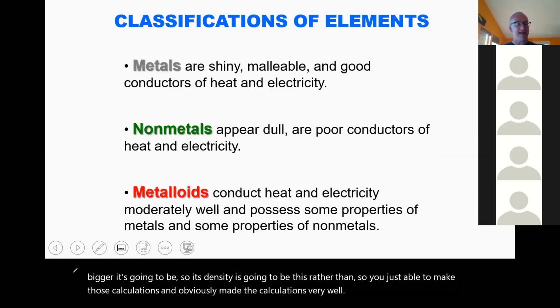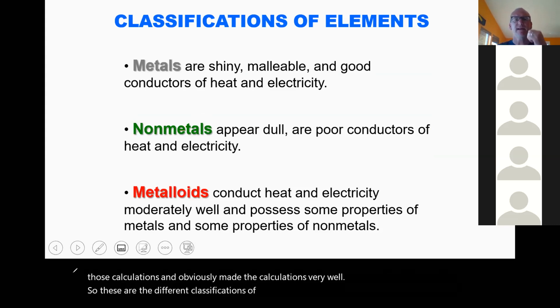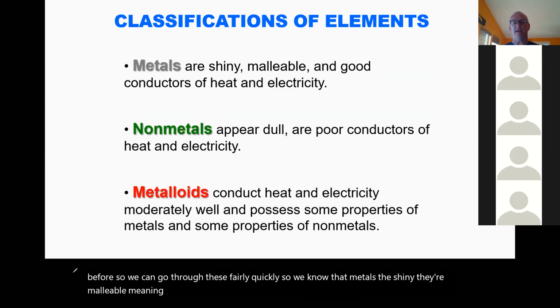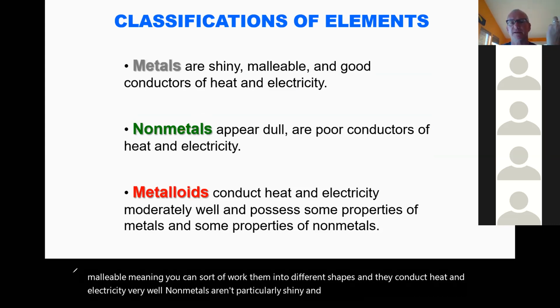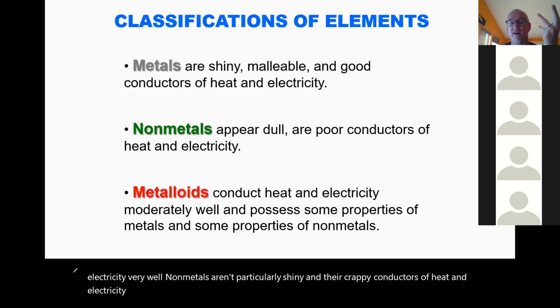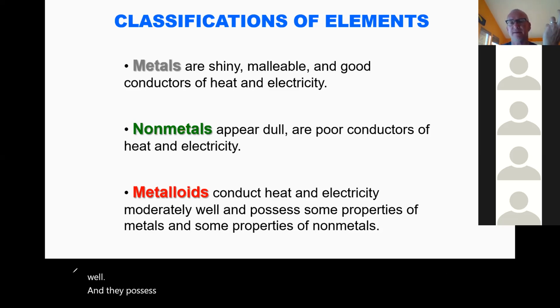So these are the different classifications of elements. We talked about these at some length before, so we can go through these fairly quickly. So we know that metals are shiny, they're malleable, meaning you can work them into different shapes, and they conduct heat and electricity very well. Non-metals aren't particularly shiny and are poor conductors of heat and electricity. And metalloids are in the middle. They conduct heat and electricity somewhat well, and they possess some properties of both.